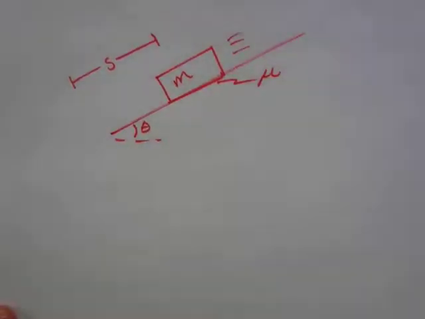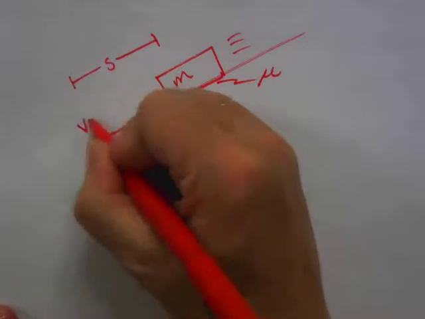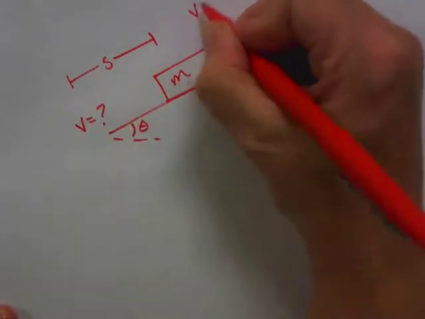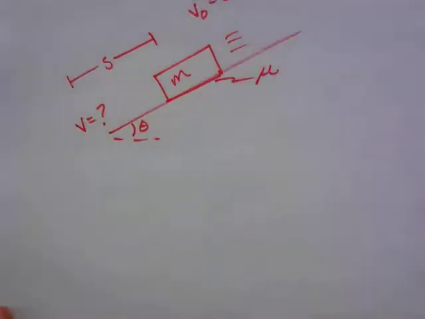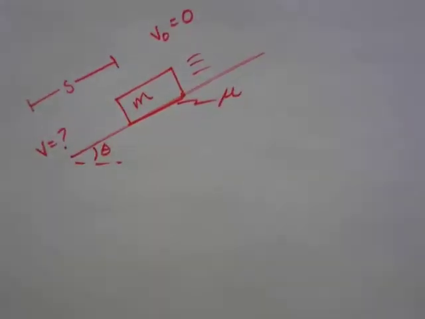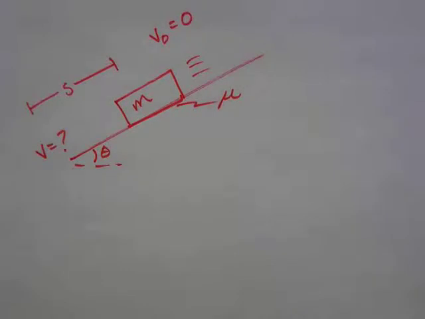So let's just say the mass slides down the hill a distance s, and I want to know how fast it is going at the bottom of the hill. It starts from rest. Good question. Gravity. Good answer. The question was, what's the force? The answer is gravity.